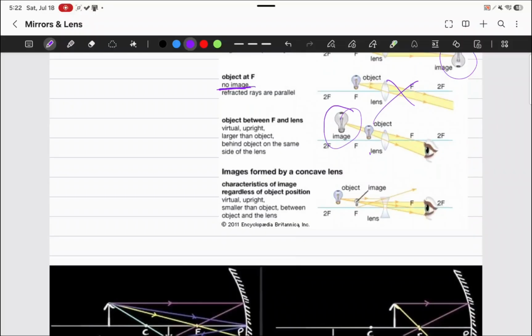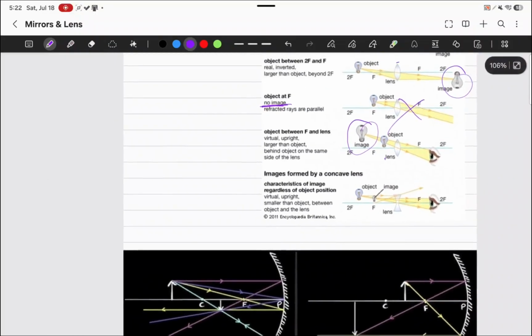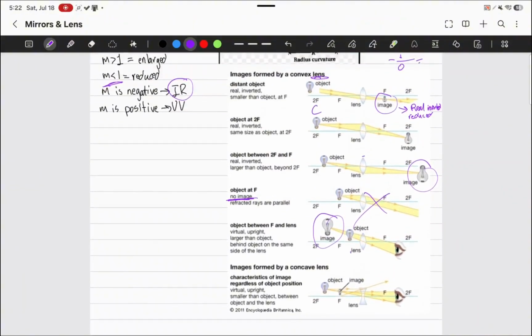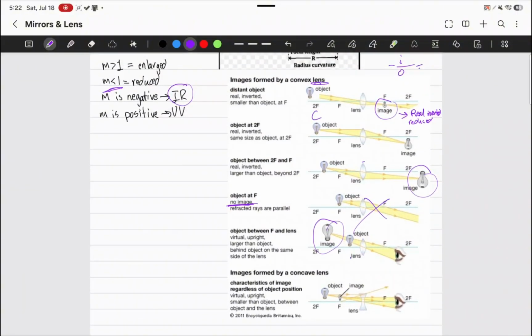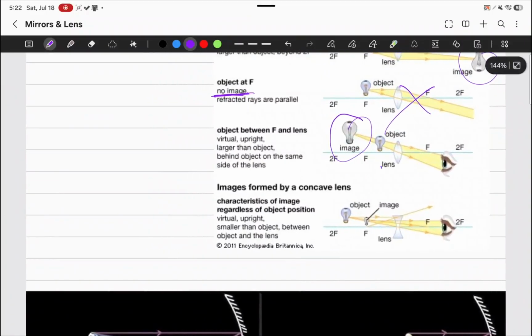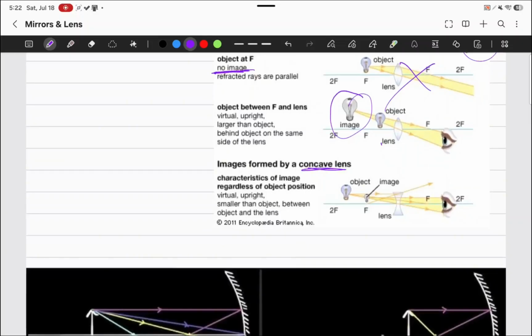And lastly, after that, it's kind of the same thing. So that's what you want to understand for a convex lens. However, concave lenses, and this is also true for convex mirrors, they're somewhat similar. They're always going to have a virtual, upright image. Smaller, if I remember correctly, it depends, but they're always going to have a virtual, upright image.